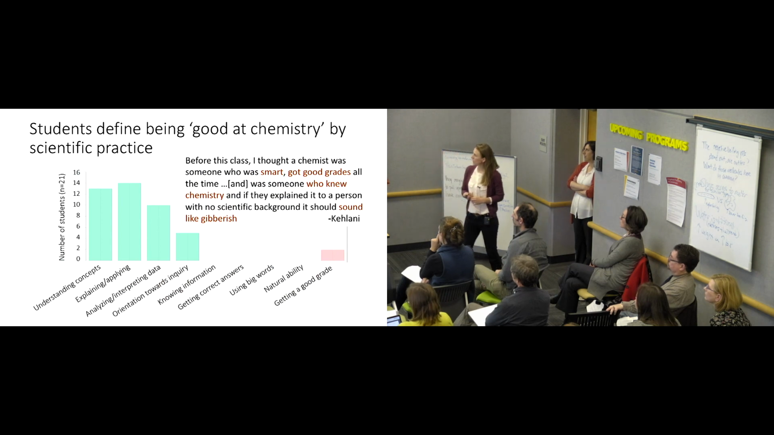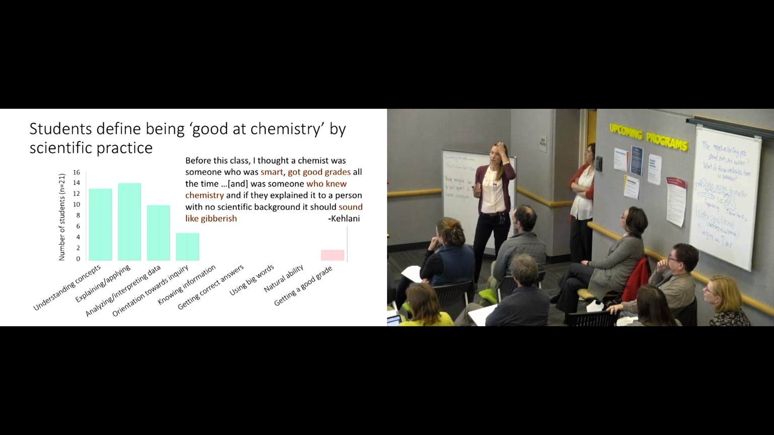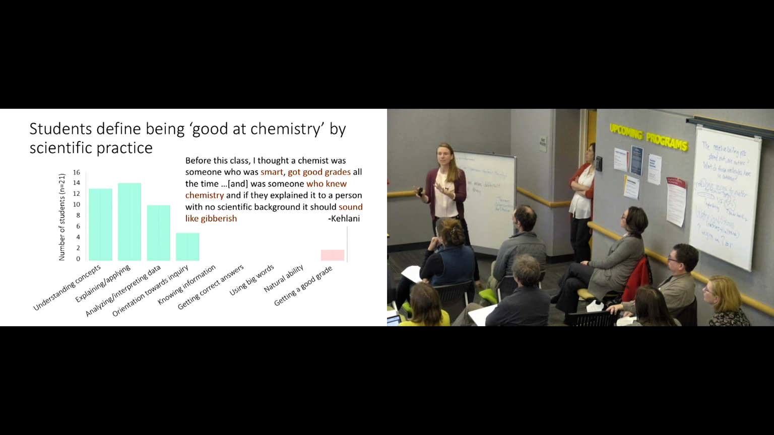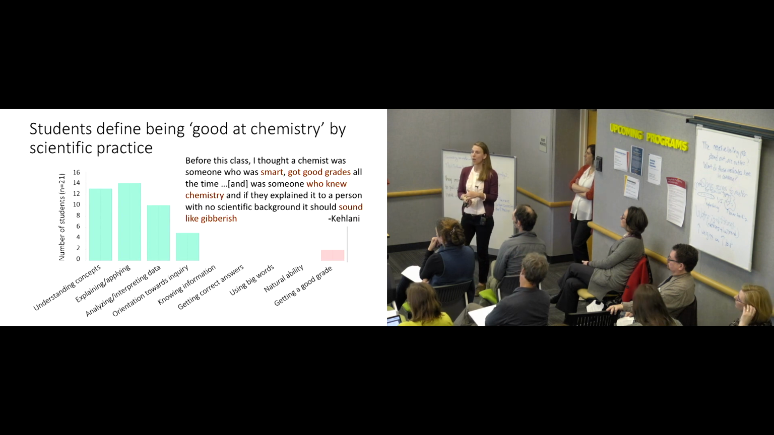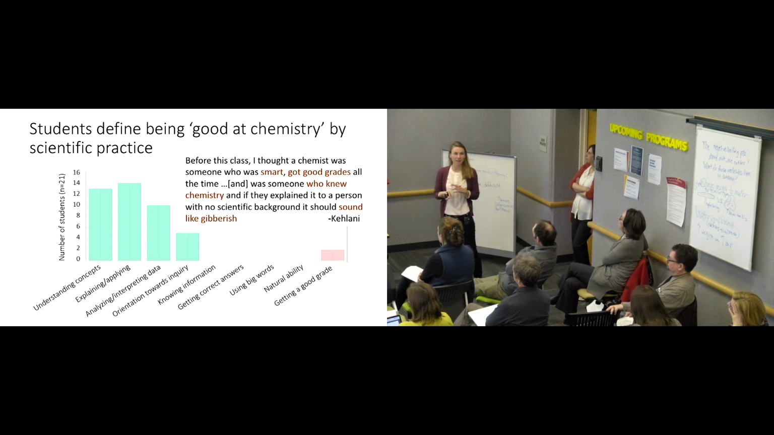And then in interviews, I interviewed 21 students, Sabriya and I did, together, and we asked students what it means to be a good chemist. A couple things stood out to us. The first was that students' responses were kind of rejecting some of these dominant cultural understandings. They started by telling us what it doesn't mean or what I used to think, and those were things like knowing information, getting correct answers, using big words, or referencing some kind of natural ability or good grades.